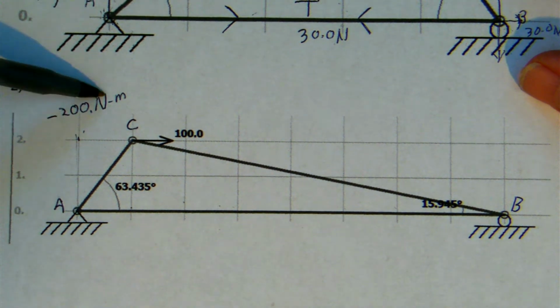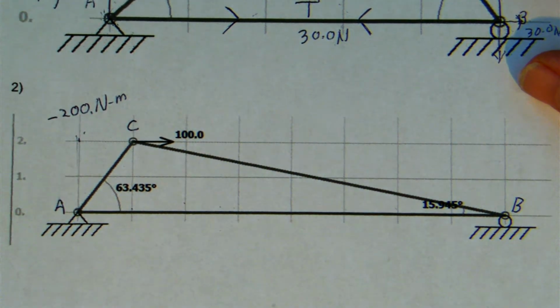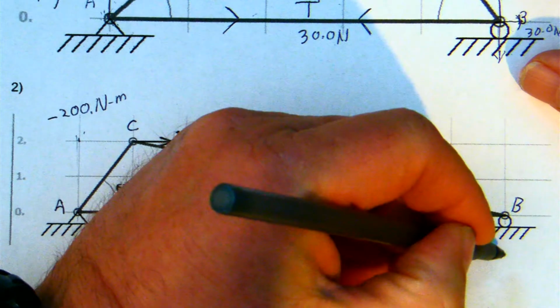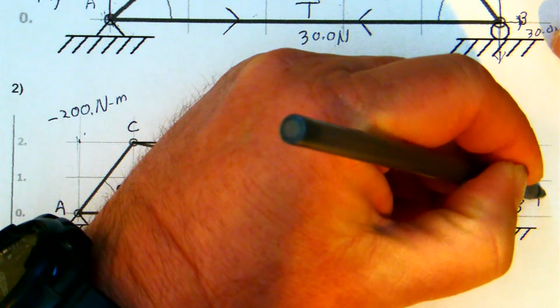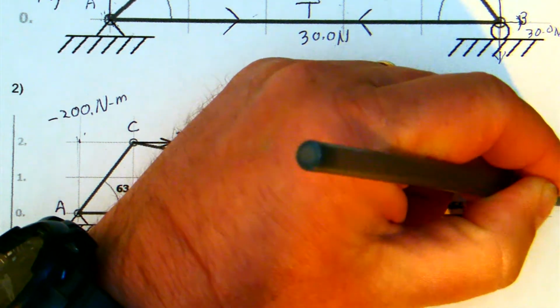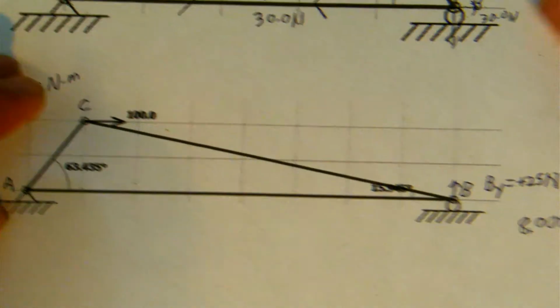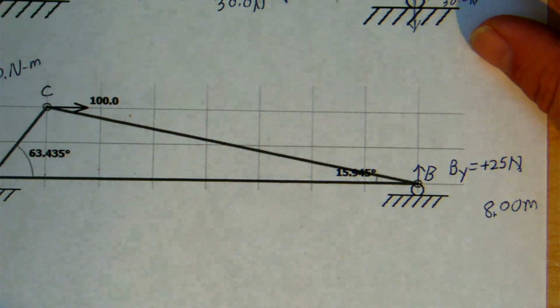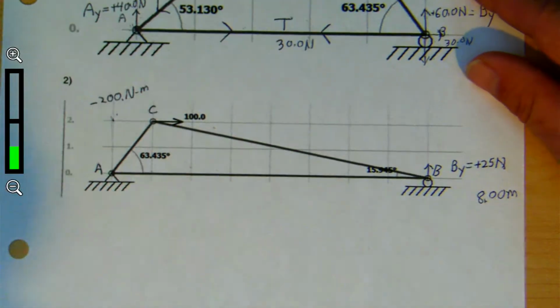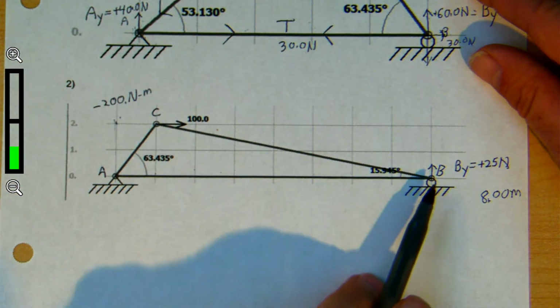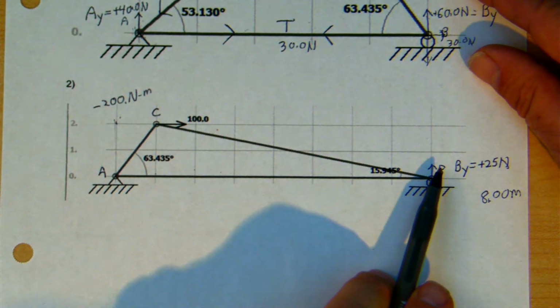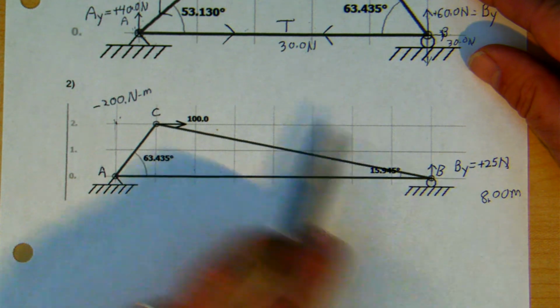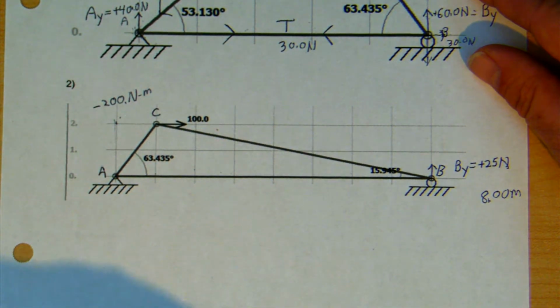Well, 200 divided by 8, getting too old to do this in my head, is 25 newtons. So the reaction force at B in the y direction is positive 25 newtons. The sum of all the forces in the vertical direction have to add up to 0. And I only have one vertical force. That is the ground pushing up through roller B. There's no load that has a vertical component.